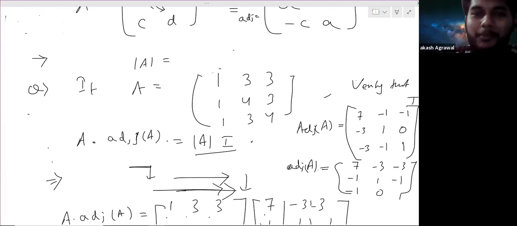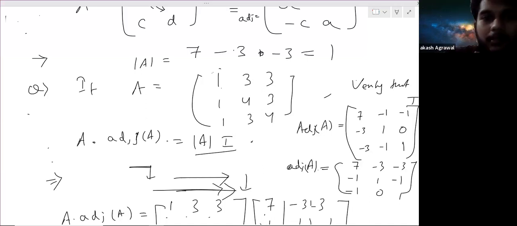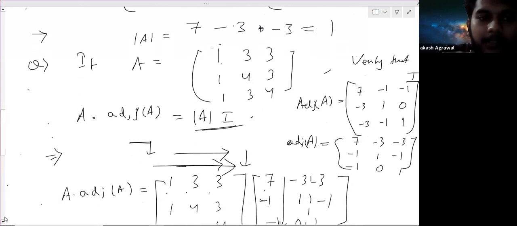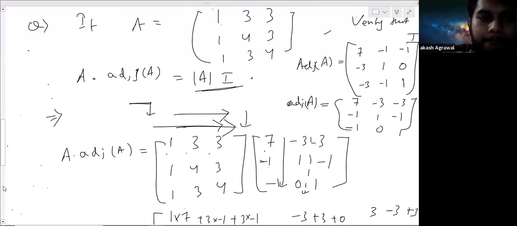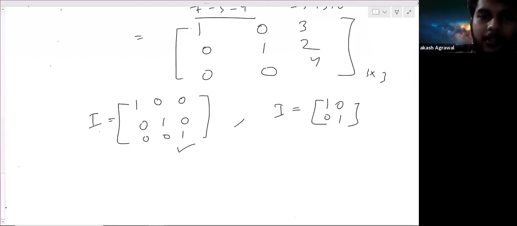Just one minute. Okay, let's calculate the determinant. 1 into 16 minus 9 is 7, minus 3 into, what will it be, 4 minus 1, 3, and this will be plus 3 into minus 1, so minus 3. So the determinant is coming out to be 1, right? So you get the identity matrix, no? Right, Saad? Yes, sir. The answer is this one, 1, 1, the identity matrix itself.